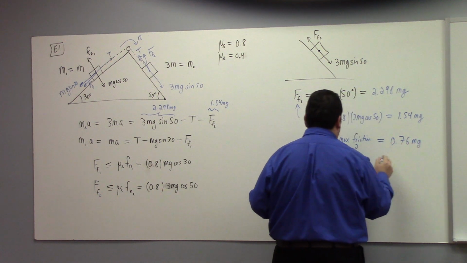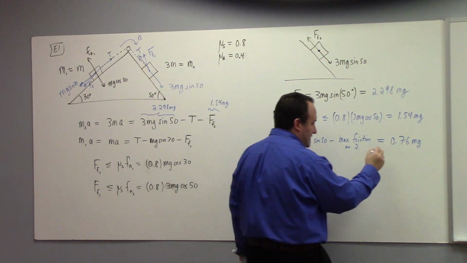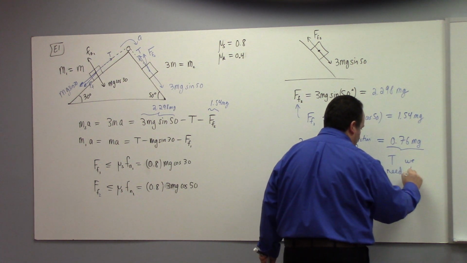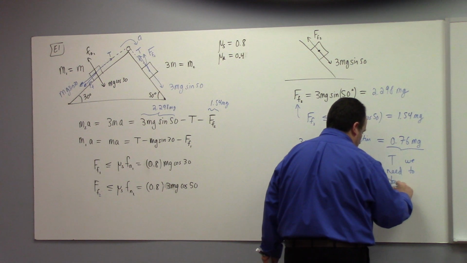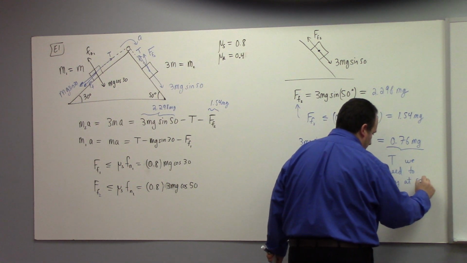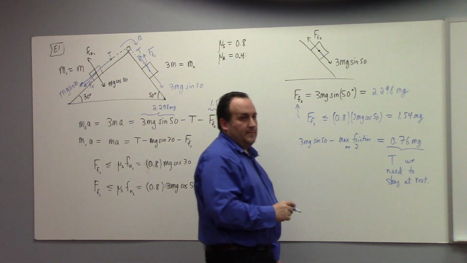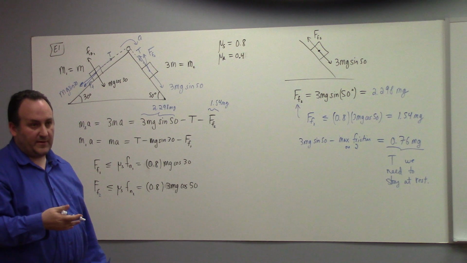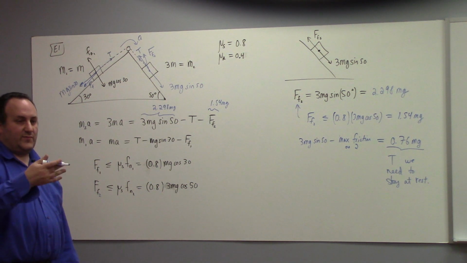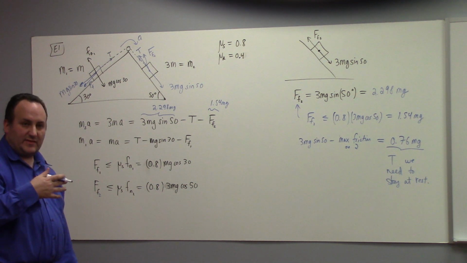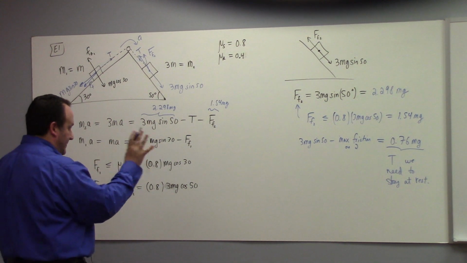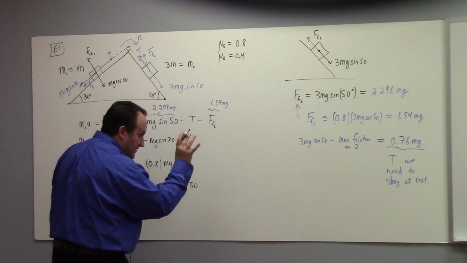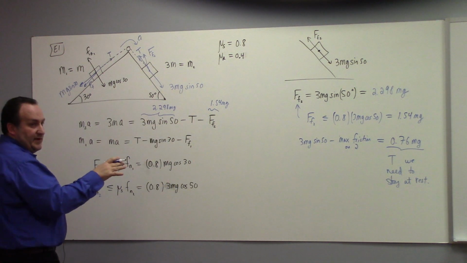All right? So let's keep this number in mind. This is the tension we need to stay at rest, right? That is the amount of tension you need if you're maxing out your friction on M2, all right? Certainly you could have more tension than that, then the friction on M2 would be less, but for this exceptional case, let's think about that. That's the minimum tension we need to keep M2 from sliding down the plane, right?